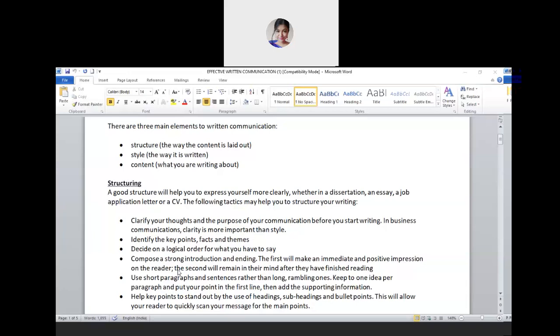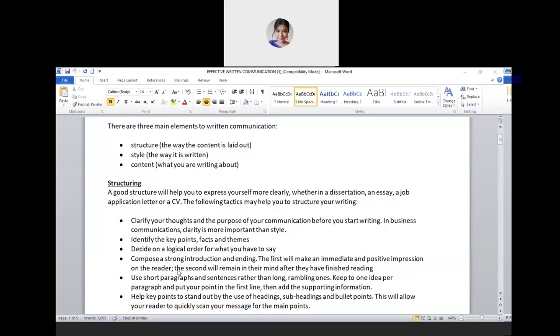You have to be organized. Compose a strong introduction and ending. So whenever you write and communicate, there's an introduction, there's a body, and there is a conclusion. The introduction should be very strong, otherwise the person would not be interested, especially in case of your exams.